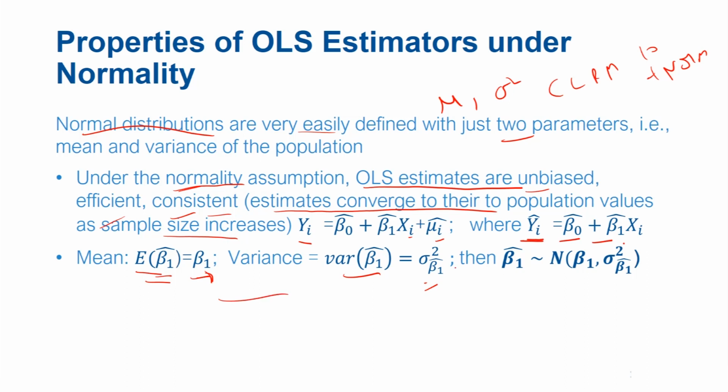And to summarize these two definitions, we have beta 1 hat distributed normally. So this represents that beta 1 hat is distributed normally, its mean is beta 1 and its variance is sigma square beta 1 hat. So this is the combined expression for these assumptions.